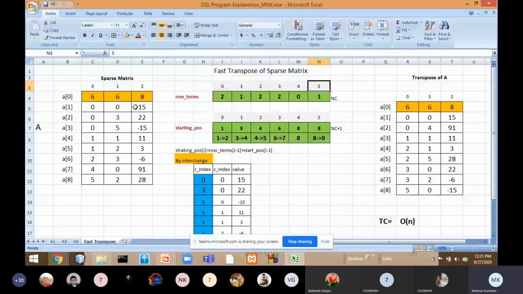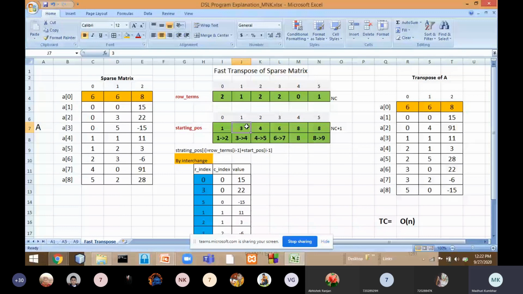Okay. After calculating this, we will compute the starting position array, जहाँ पे by default first value at 0th index will be 1. Okay, so this is a by default value. Okay, and based on this, we will calculate every next value by adding the previous value plus the value at row terms at similar index. Okay, so this way we will compute. Starting position of I equals starting position of I minus 1 plus row terms of I minus 1. Okay, if you calculate this, we will start computing the transpose of a matrix.